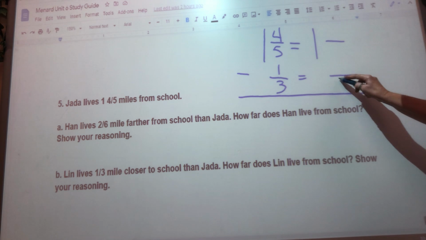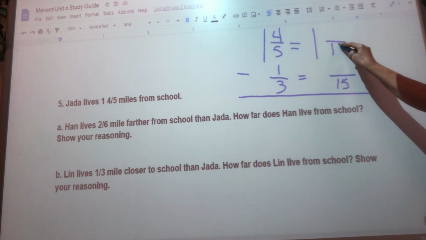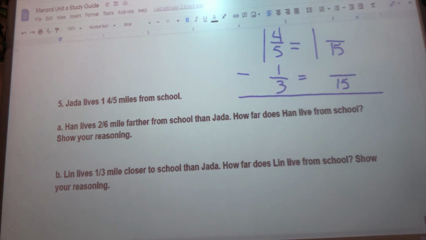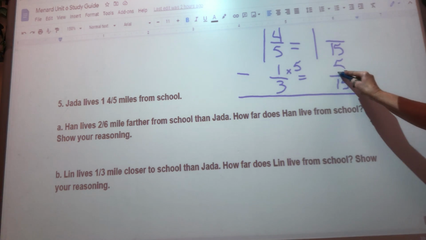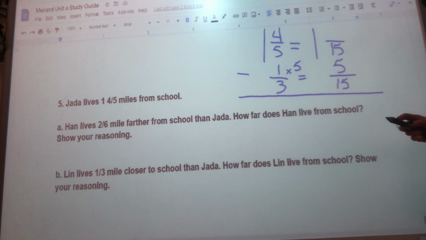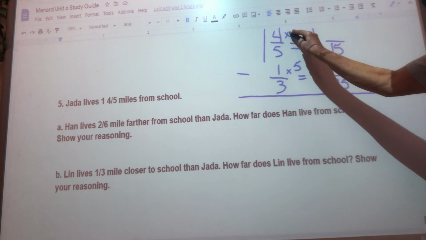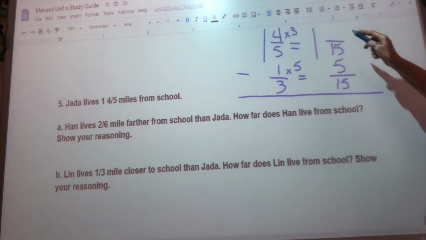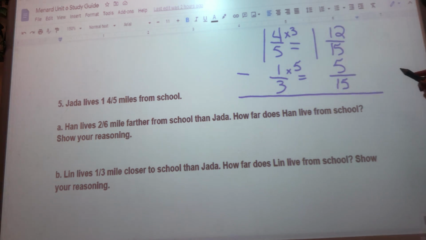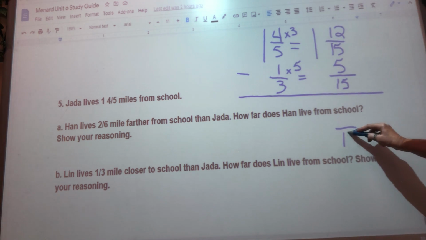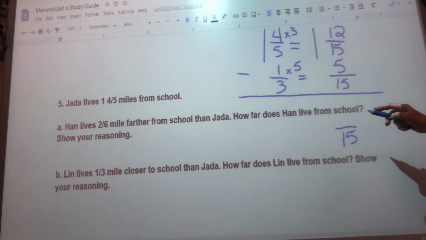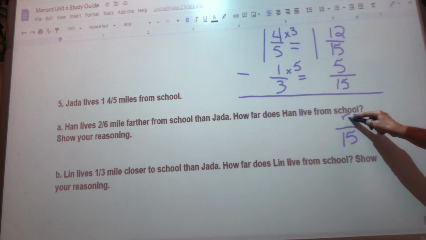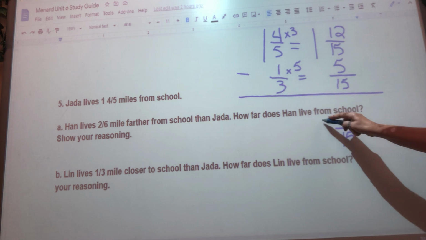No, 15. Okay. What would I have to do to 3 to get 15? That's 5. So my new numerator, 5. What would I have to do to 5 to get 15? Times 3. So my new numerator, 12. I keep that denominator. 12 minus 5, 7. 1 and 7. And bring down my 1.